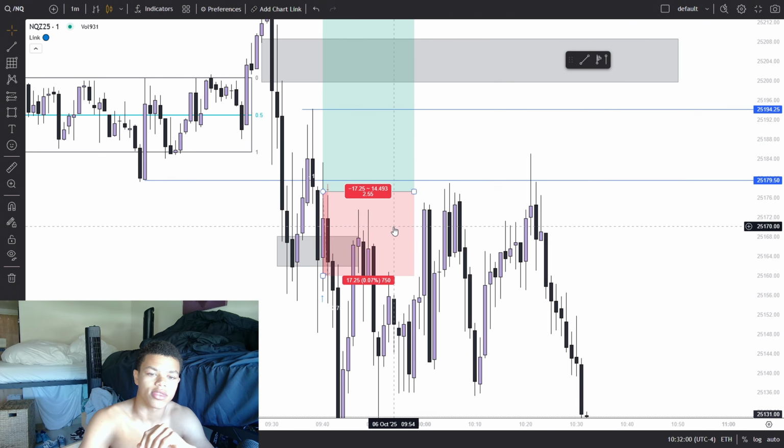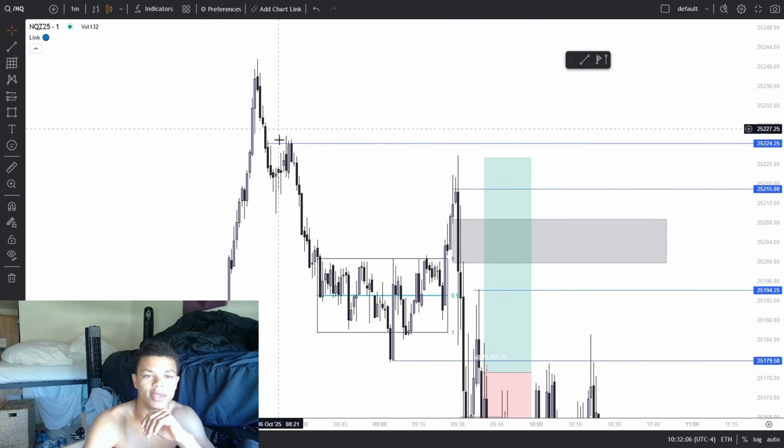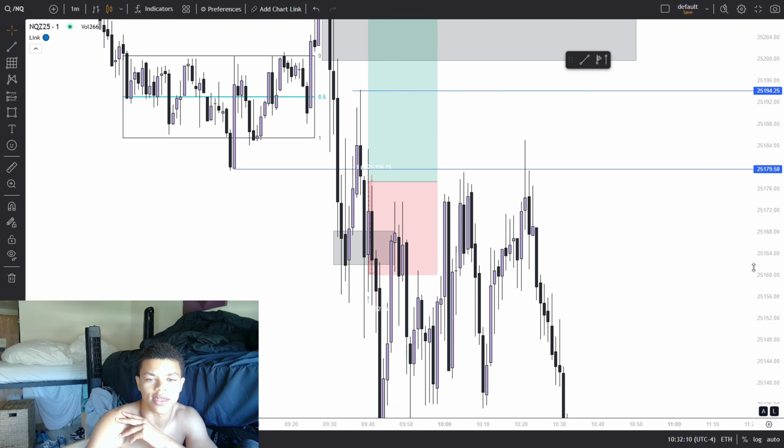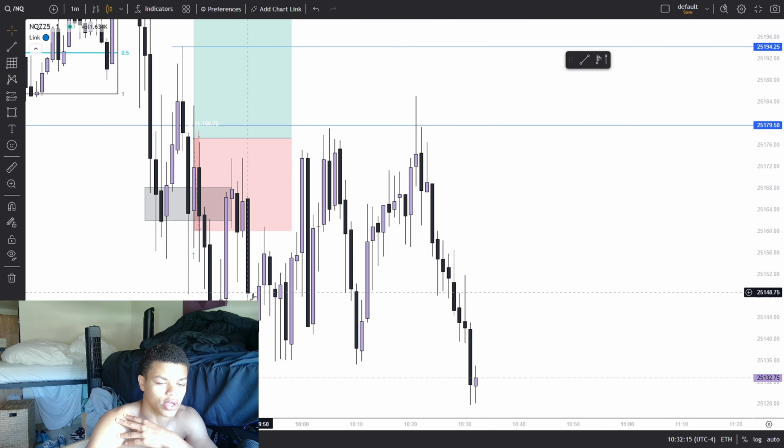Alright, so I entered here off of this purple candle right here, and now we're looking for us to target these highs and mitigate this internal resting liquidity on the buy side of the market. And no, we didn't. We wanted to see market also take out more liquidity.